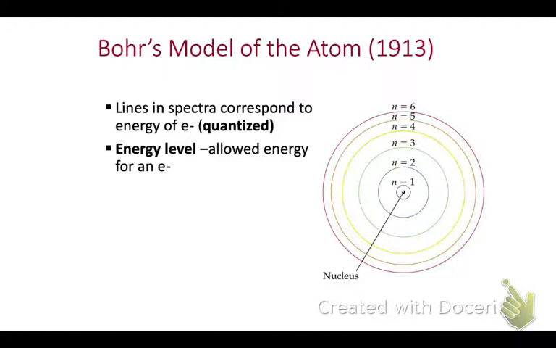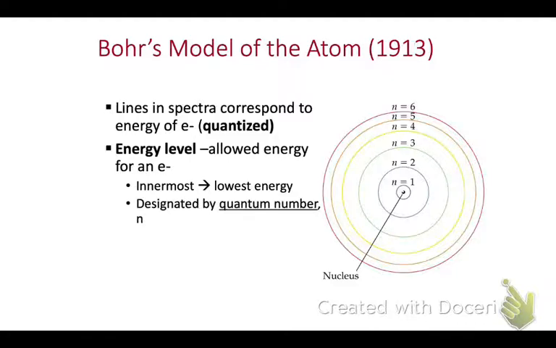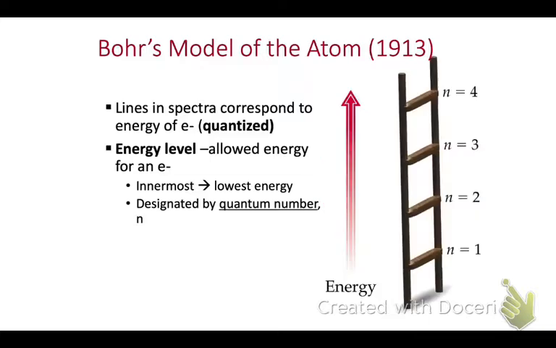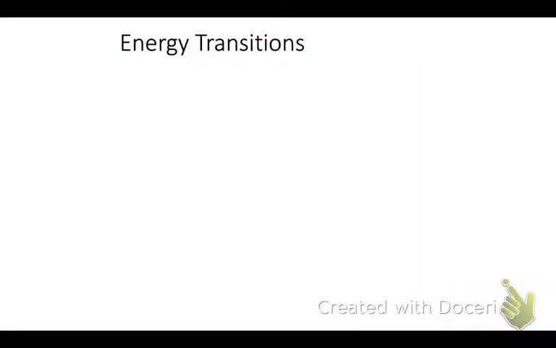The energy level gives the allowed energy for any given electron. The innermost, as I said, the closest to the nucleus, are the lowest energy, and they are designated by quantum numbers that we call n. So every energy level has a quantum number. The first one is 1, which is the lowest energy. The second one is 2, and so on. The higher you climb up with n, the higher the energy.